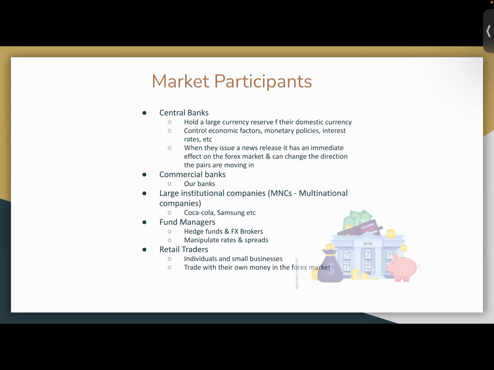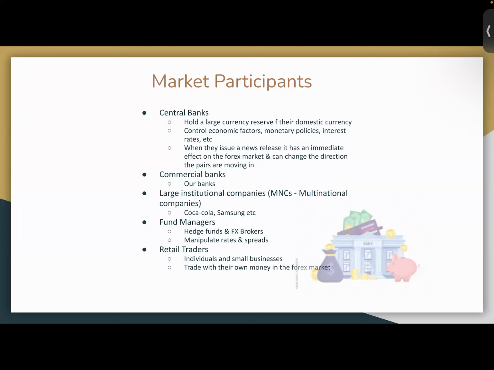Now, your central banks, your commercial banks, and your large international companies are actually the ones that will make the market move the most, for the simple reason that they have millions to billions of euro or pounds or USD to put into these financial markets to make it move.